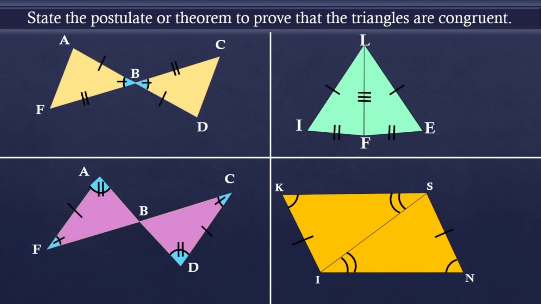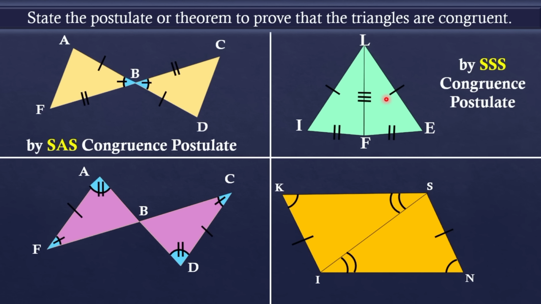So, if you have two triangles that are congruent given by the markings, so tingnan po natin yung ating mga markings dito. So, I have here two sides that are congruent from the two triangles and then the included angle. So these two triangles are congruent by SAS congruence postulate. And then this one, since we have here three sides of the first triangle that are congruent to another three sides of another triangle, then this is by SSS congruence postulate.